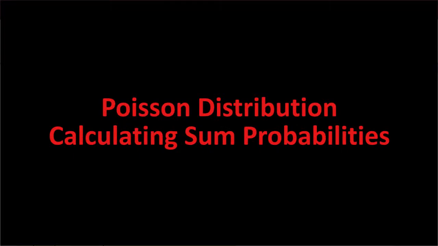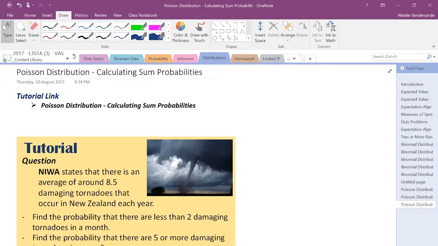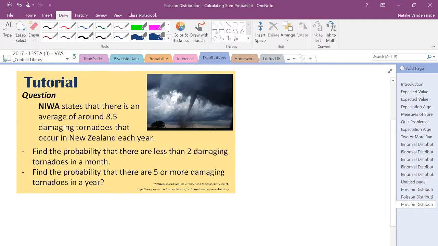This is a tutorial for calculating some probabilities using a Poisson distribution. Taking a look at our question, NIWA states that there is an average of around 8.5 damaging tornadoes that occur in New Zealand each year. Find the probability that there are less than 2 damaging tornadoes in a month.